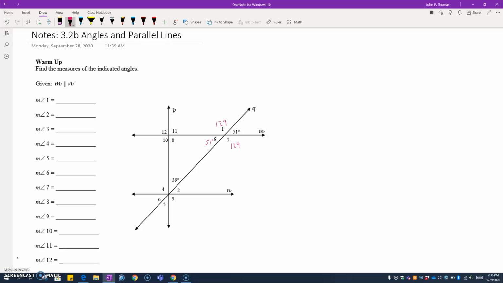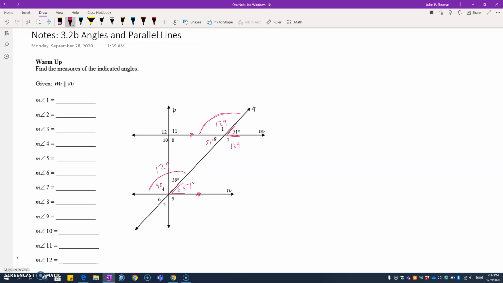Next, I'm going to use the fact that these two are parallel lines, and I'm going to look for any corresponding angles that I see. The first thing I see is this angle up here where the 51 is definitely corresponding to 2. So I've got 51 degrees there. We know that this whole angle here would be corresponding to this angle up here. So that whole angle is 129, which means angle 4 is 90.